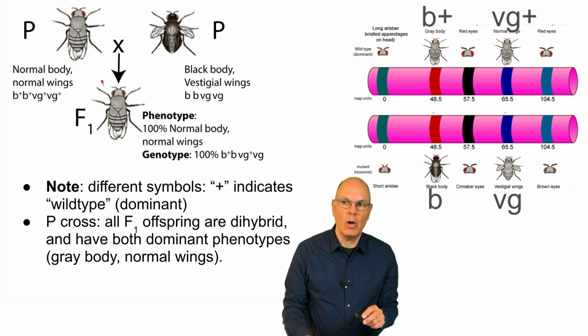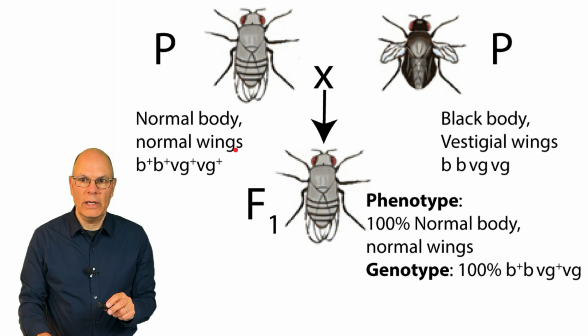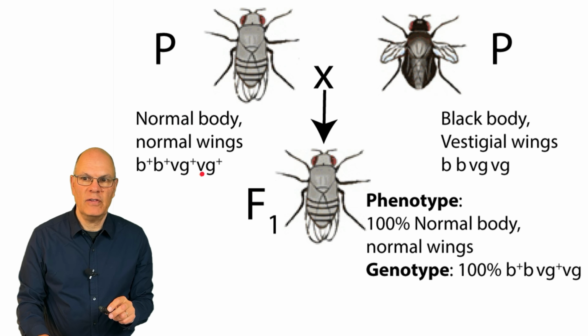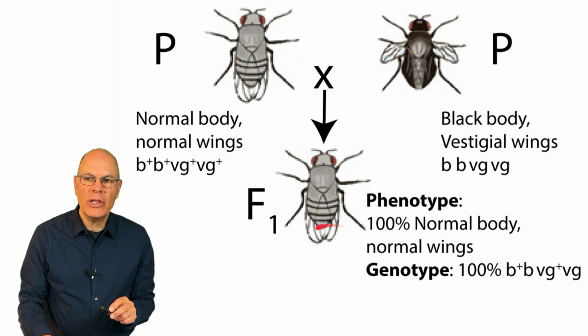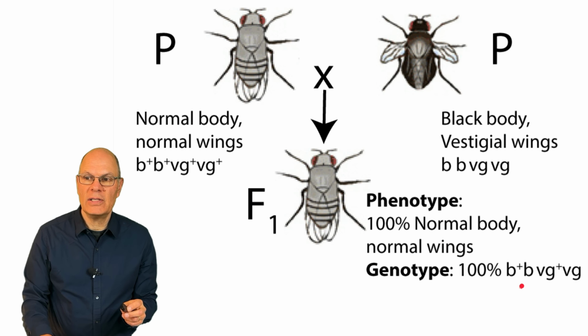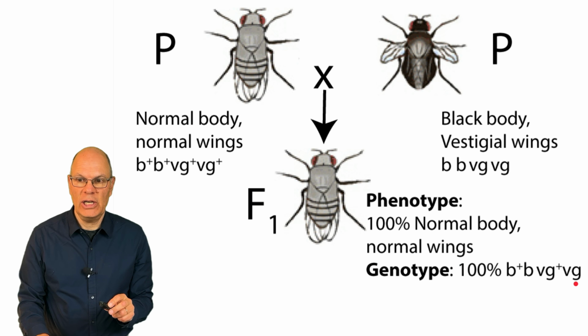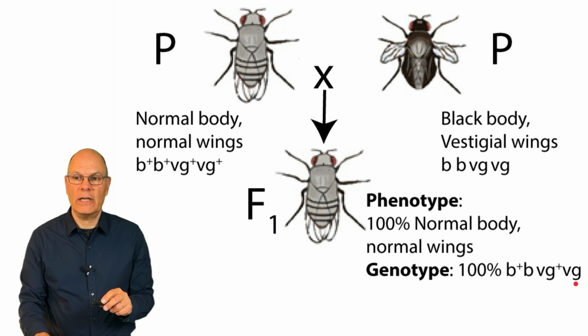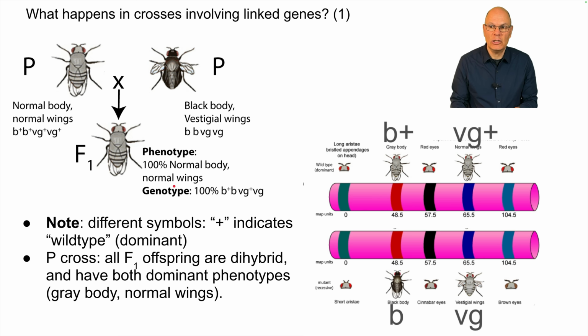In this P cross, what we're doing is crossing a normal-bodied, normal-winged fly, B plus B plus, VG plus VG plus, with a black-bodied vestigial-winged fly. Those are both recessive traits. Note that all the F1 offspring are dihybrid. They're B plus B, VG plus VG, and they have both dominant phenotypes. This is what you'd expect in a Mendelian trait for the F1s. We have a gray-bodied, normal-winged fly, which has all of the dominant characteristics.